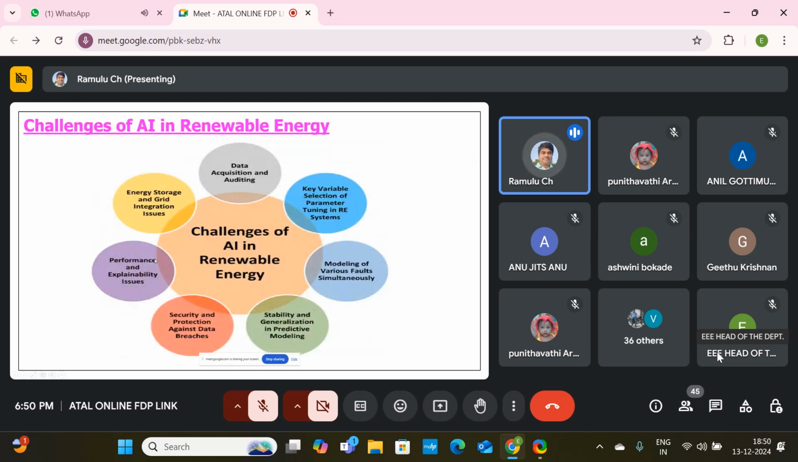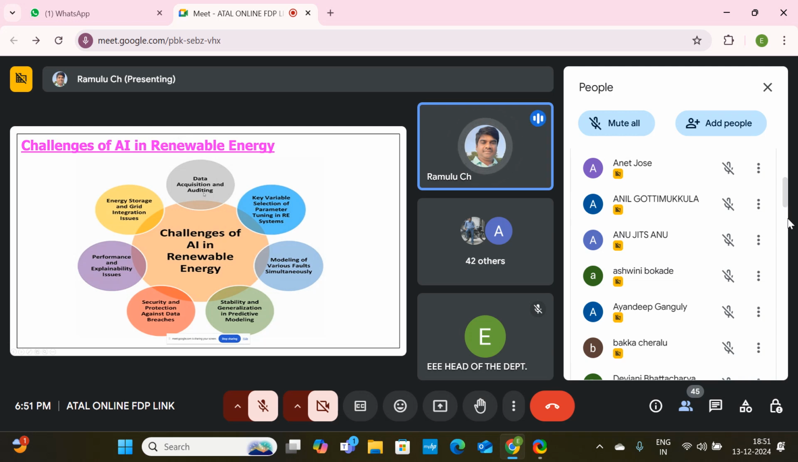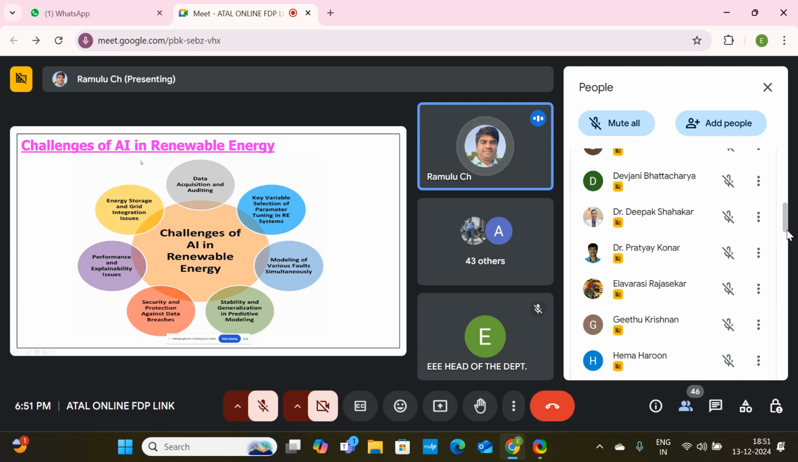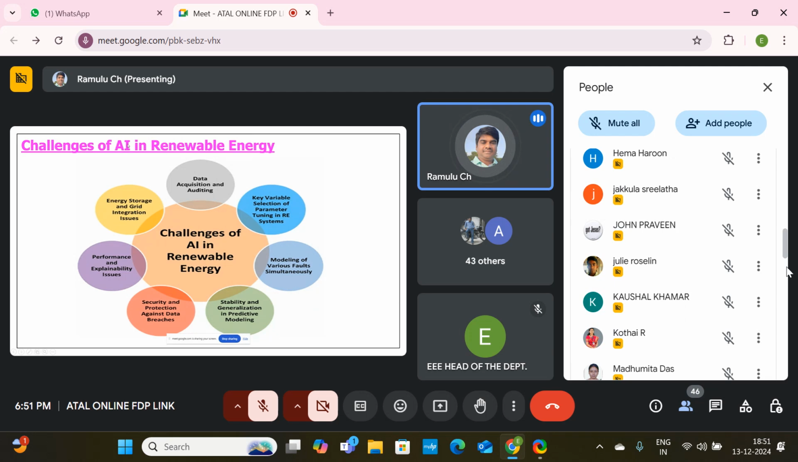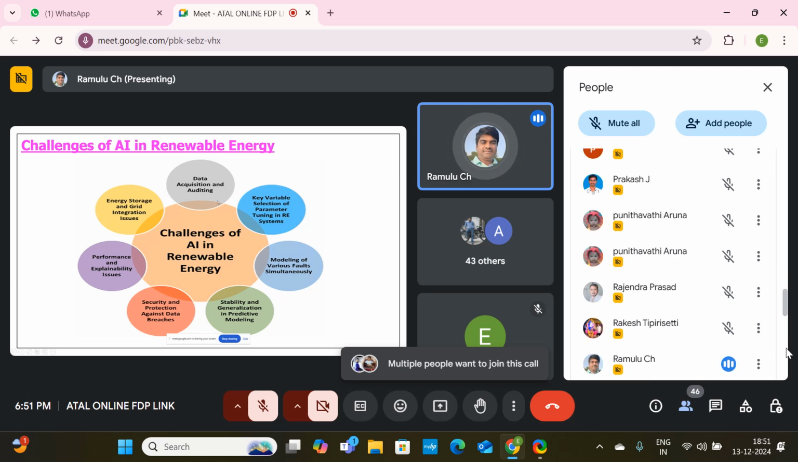Then coming to the challenges of AI in renewable energy systems. When we implement artificial intelligence in the renewable energy sector, what kind of problems and challenges are we going to face with this AI? That is why this center one is the challenges of renewable energy sources.